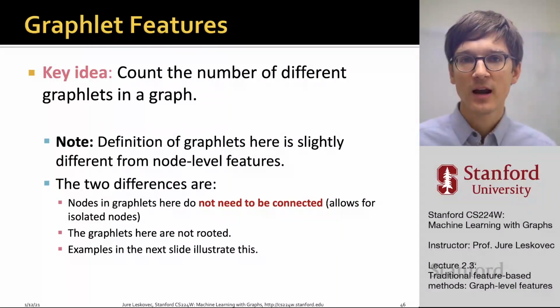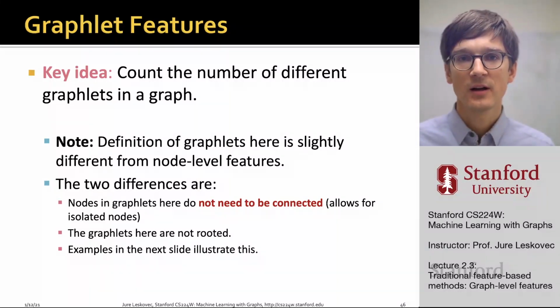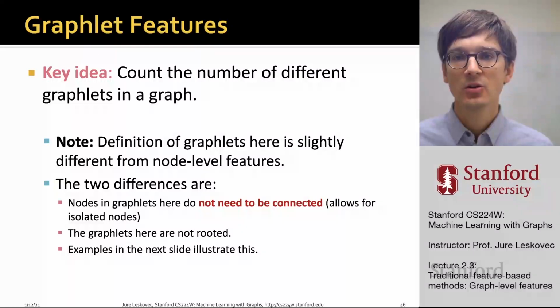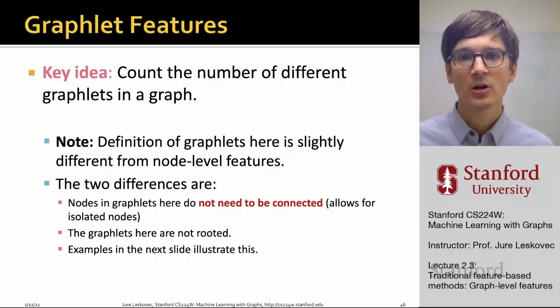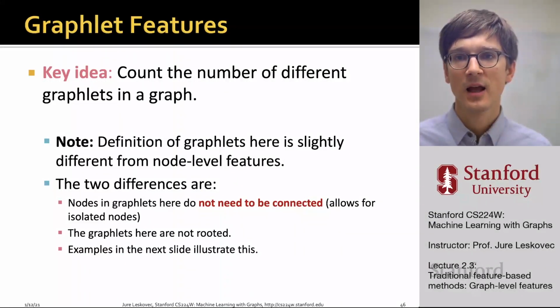The definition of a graphlet for the Graphlet kernel is a bit different than the definition of a graphlet in the node-level features. And there are two important differences: graphlets in the node-level features need to be connected and are rooted. So graphlets in the Graphlet kernel are not rooted and don't have to be connected. And to give you an example, let me show you the next slide.